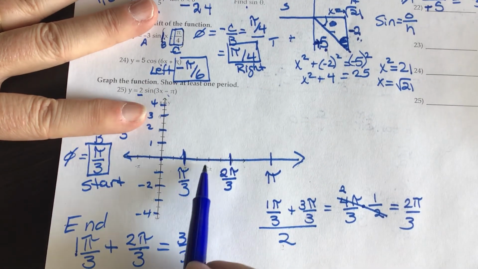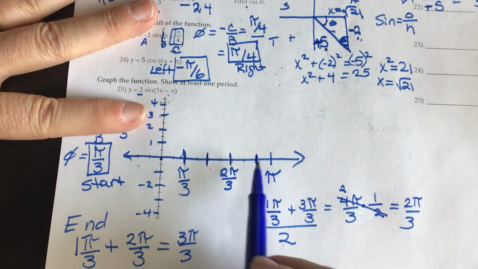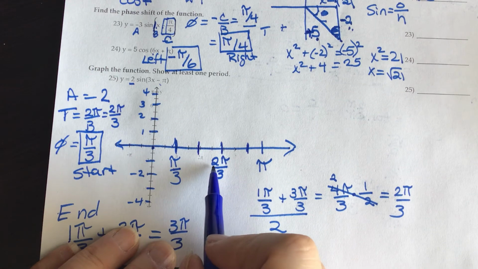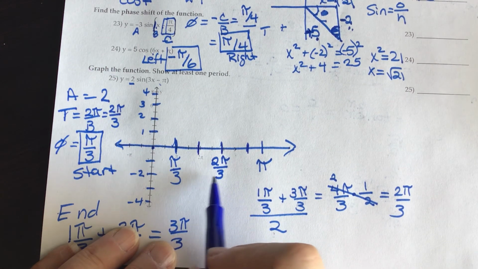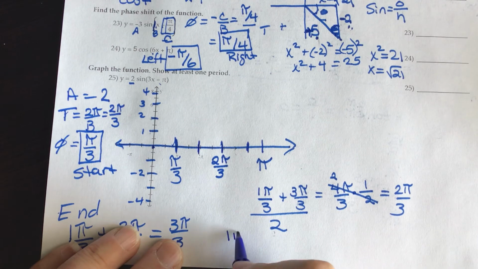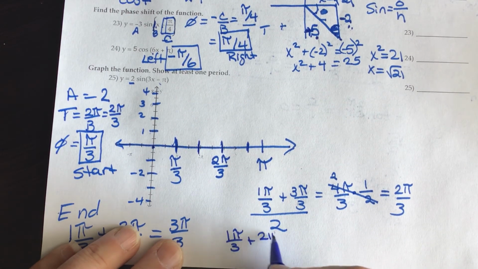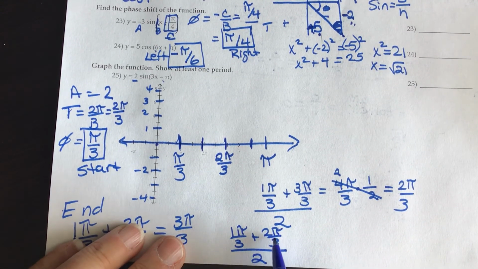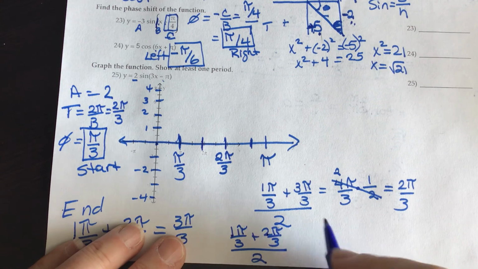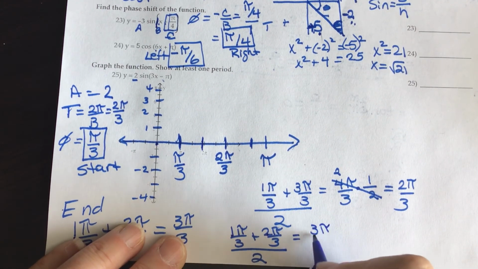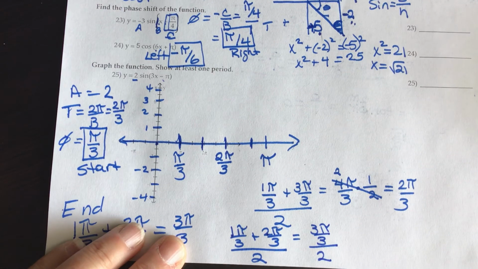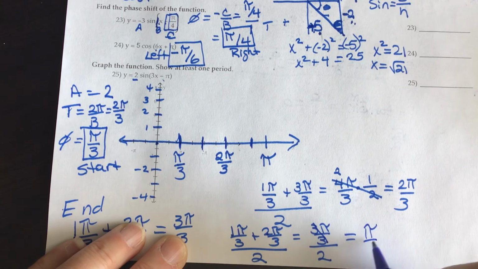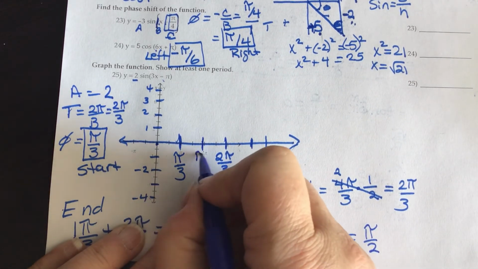So now I need to find my halfway point here and my halfway point here. So my next thing I'm going to do, I'm going to find the midpoint between pi over 3 and 2 pi over 3. So 1 pi over 3 plus 2 pi over 3, and halfway divided by 2. This is 1 plus 2 is 3 pi over 3 divided by 2. The 3's can cancel, so I have pi divided by 2. So this is pi halves.